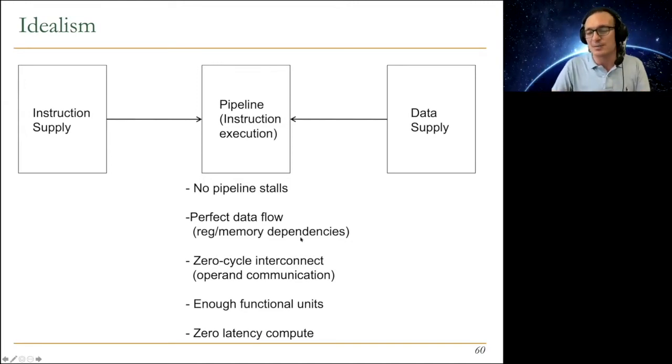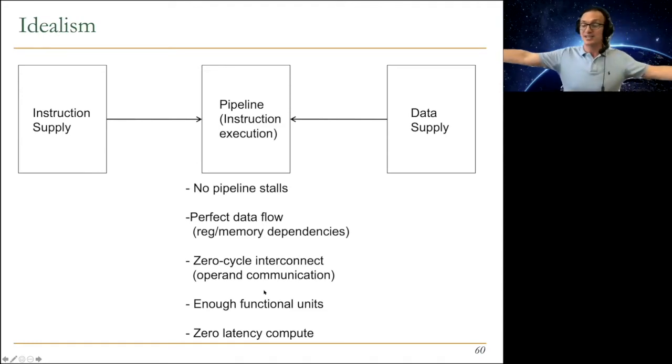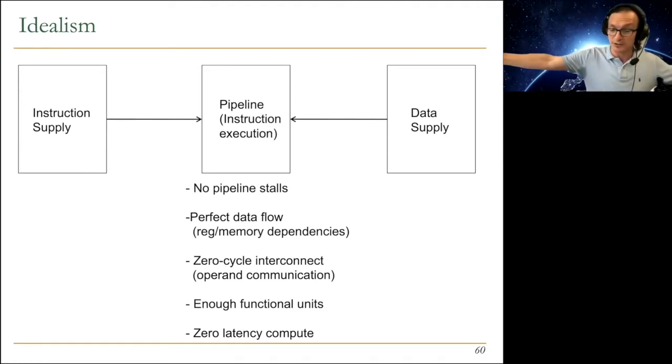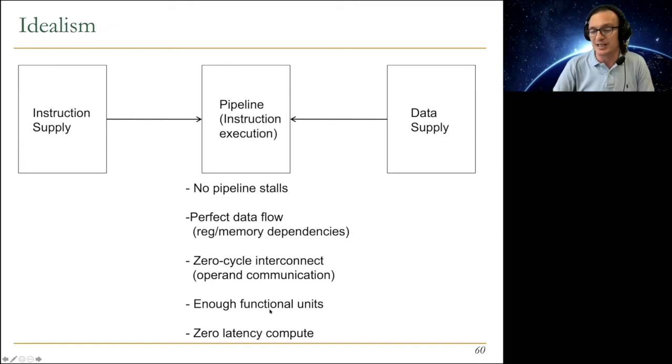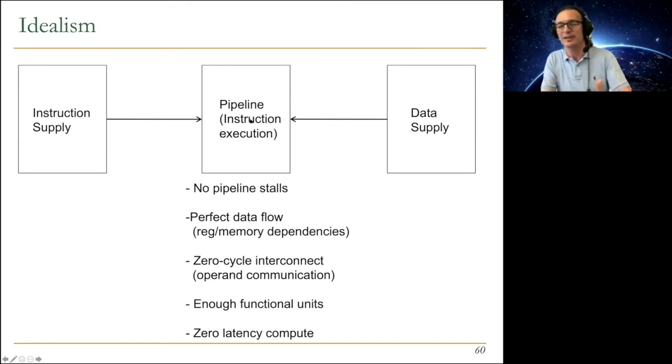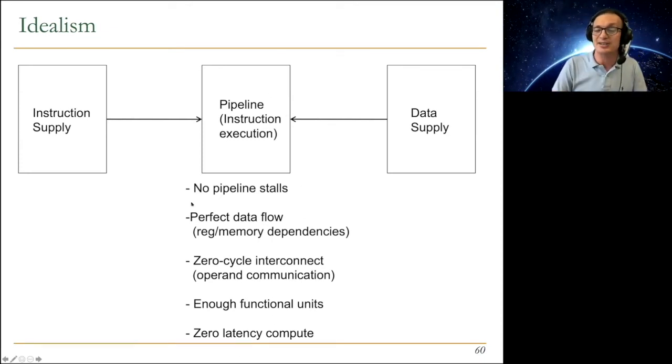We didn't talk much about interconnect, but ideally you would like zero-cycle interconnect so that you can communicate the operands nicely. We want enough functional units so that you can exploit the parallelism. We covered this in SIMD units and GPUs, for example. And ideally, you would like zero latency compute also, right? If you really want an ideal system, you would like to achieve all of these. Okay, but we covered enough of this, so I'm not going to cover more.